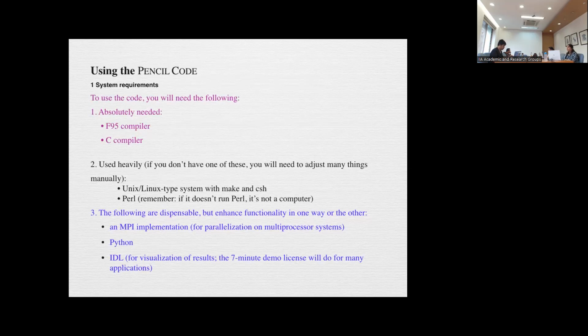To use the Pencil Code, you need a Fortran and a C compiler. Things like the make command, the CSH shell and Perl are heavily used. If you don't have these, you have to make a lot of adjustments, but all modern computers have these things. And then you also need an MPI implementation for parallelization. And if you want to do visualization, you need Python and IDL, and Mathematica also nowadays, that Honchi is going to show.